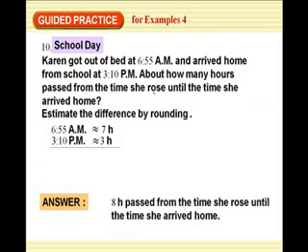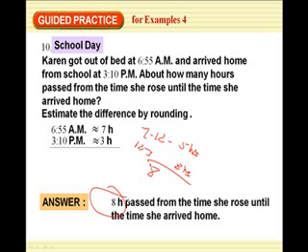Last one. Oh, they gave me the answer. The last guided practice is Karen got out of bed at 6:55, arrived home at 3:10. How many hours passed or elapsed from the time she rose until she arrived home? So 6:55 is about 7 o'clock, 3:10 is about 3 p.m. So from 7 to 12 is 5 hours, and 12 to 3 is 3 hours. So she spent about 8 hours away.